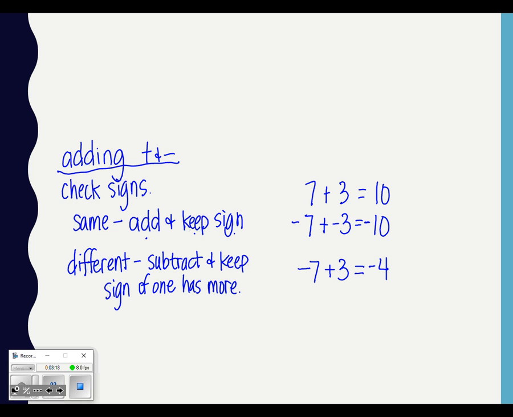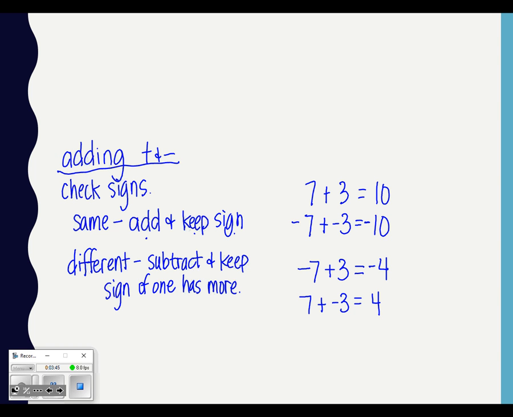What if it was the other way? What if I had 7 plus negative 3? Okay, I got a positive. The 7 is positive. The 3 is negative. The signs are different, so I subtract. I take 3 away from 7, and I got 4. I keep the sign of the one that had more. In this case, the 7 was positive, and that's more than 3, so the answer is positive.